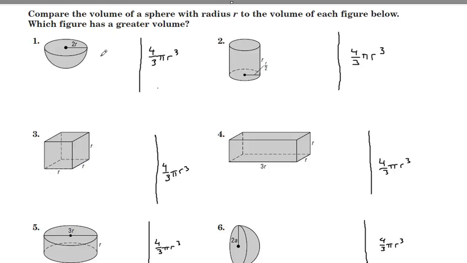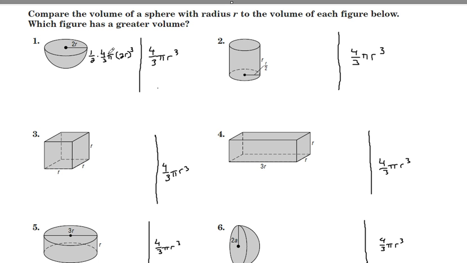Hello everybody. In these exercises we're just going to be comparing a sphere with radius r to the volume of the figures depicted. Now for number 1 here, if I want to compare this to a sphere, I have a hemisphere, so I have to get that formula, and that is half of a sphere, 4/3 pi r cubed, but my r is different. My r is 2r as opposed to just regular 1r. Now we'll work on simplifying this.